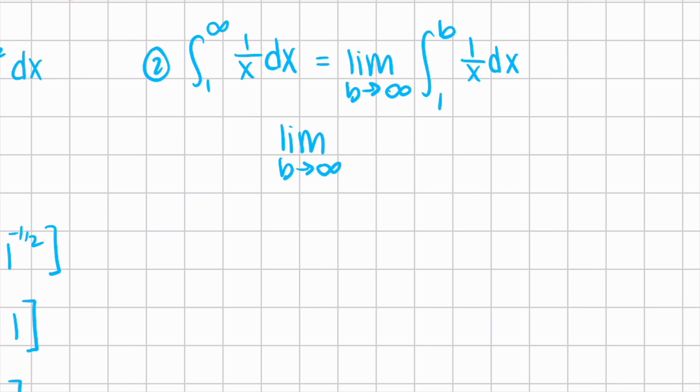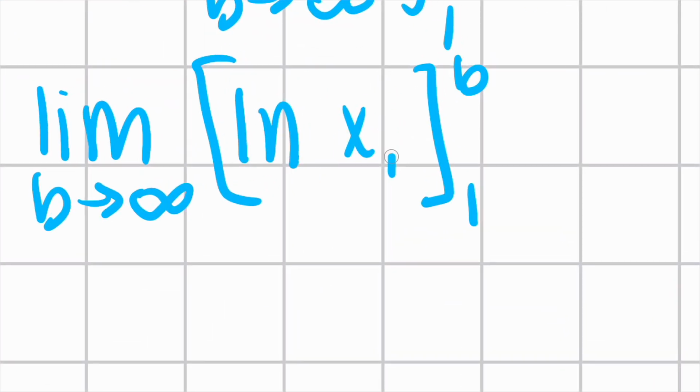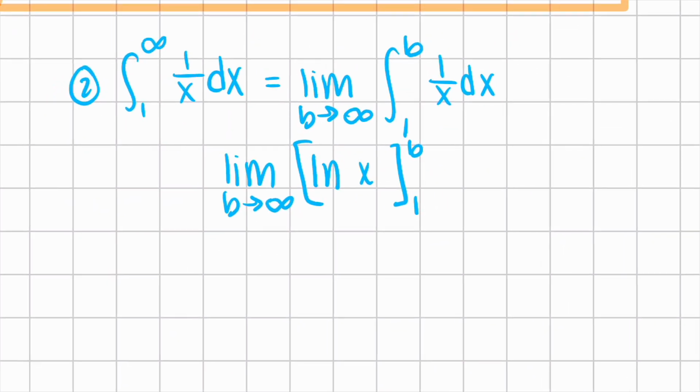Okay, now the integral of 1 over x is natural log of the absolute value of x, and this is from 1 to b. But I want you to notice 1 to b, that's all positive numbers, so you really don't need your absolute value, so I'm going to take that out. So now I have the limit as b goes to infinity of the natural log of b minus the natural log of 1.